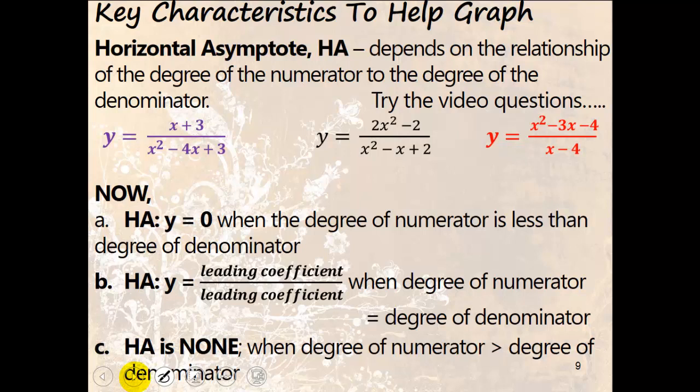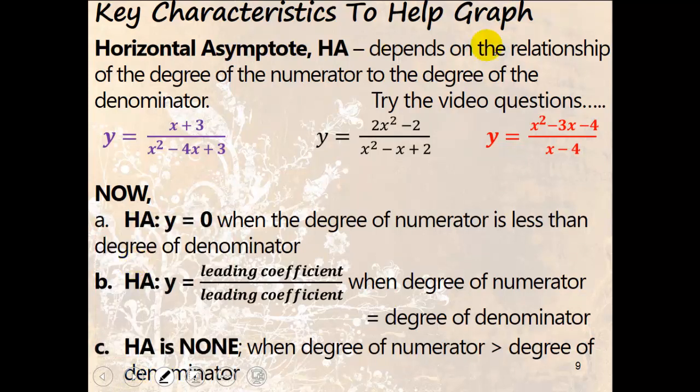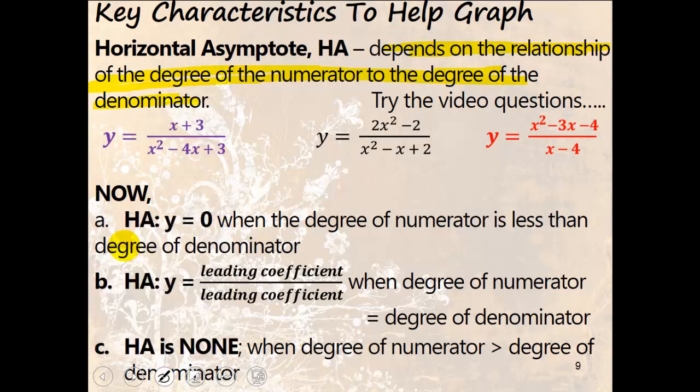Horizontal asymptote, we talked about this with the exponential function. And for a rational function, it depends on, you have to know the relationship of the degree of the numerator to the degree of the denominator, okay? So we have to remember how to find degrees, all right? So you're looking for the highest appearing exponent in the numerator. So on this one, this is a 1. Over the highest appearing exponent in the denominator. Not over, just you're comparing it, okay?